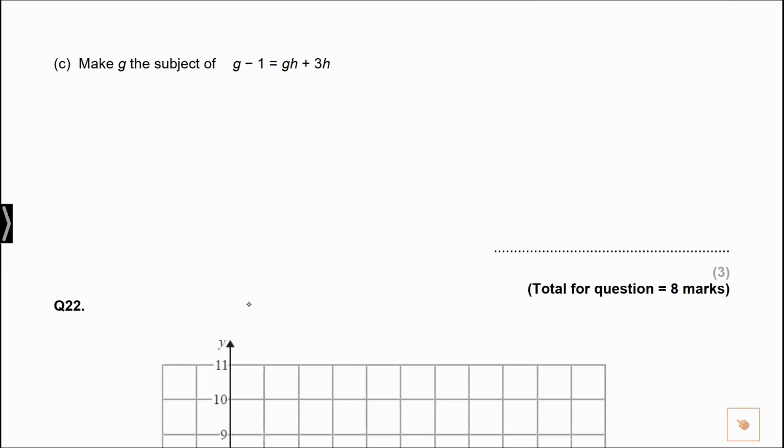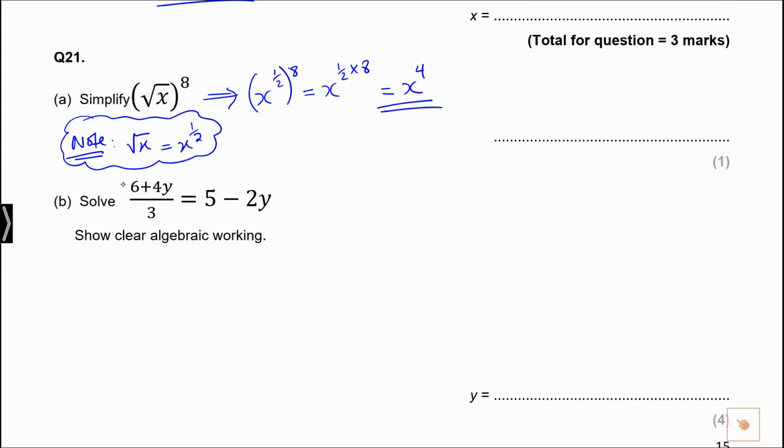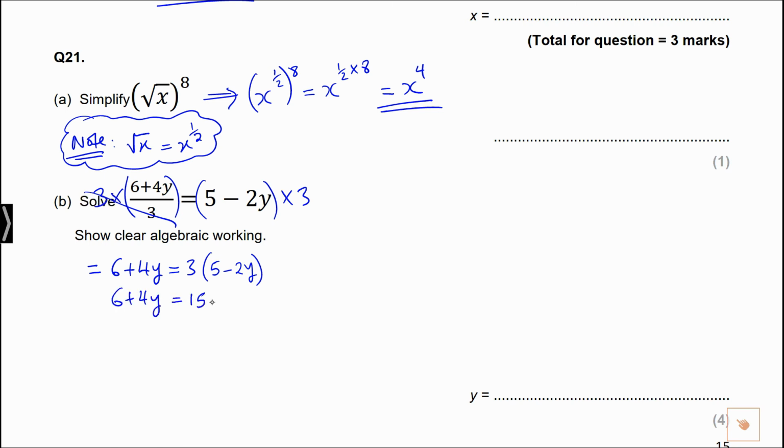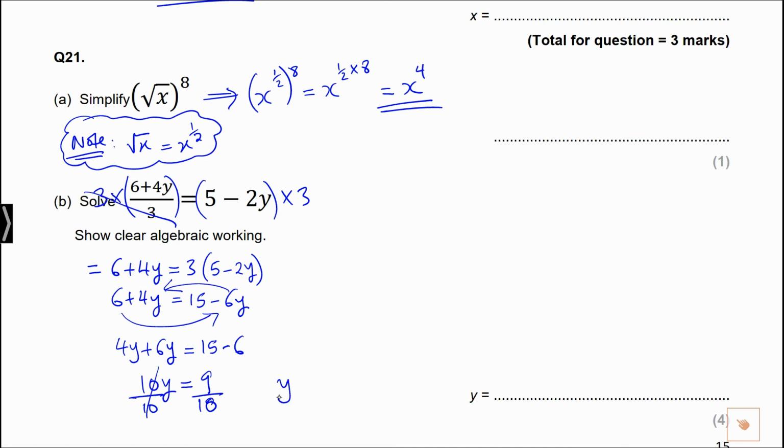Okay, here we are required to solve this equation. So to solve this equation, we need to get rid of the denominator. So multiply by 3 on this side, multiply by 3 on that side. Here the 3's cancel. So you end up with this linear equation: 6 plus 4y will be equal to 3 into 5 minus 2y. And then we just simplify this. So 6 plus 4y will be equal to 15 minus 6y. Now you may want to bring the y's together and the numbers to the other side. Now we'll have 4y plus 6y will be equal to 15 minus 6. So 10y will be equal to 9, and then you divide by 10 on both sides. So y is equal to 9 over 10.